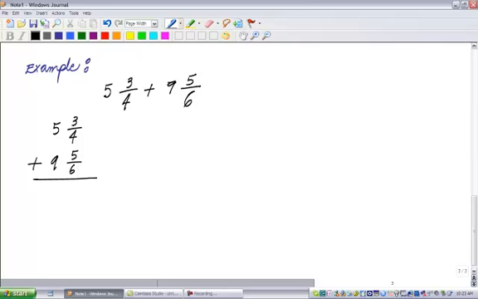Now, 12 is good enough. 12 is the common denominator. 4 divides 12, 6 divides 12. So I can pick the common denominator to be 12. So for the first one, if I want 12 in the denominator, I am multiplying by 3, right? So I'm going to get 9 here. If I want 12 in the denominator, I have to multiply by 2. So I'm going to get a 10 here, right?